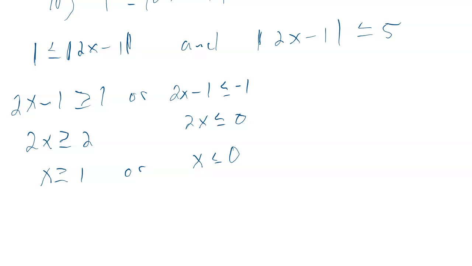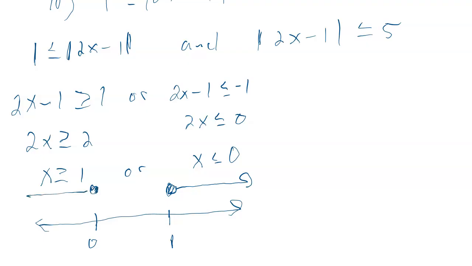And on the number line, here are my critical values. This is 0 and here's 1. We're talking about this solution. X is greater than or equal to 1, or x is less than or equal to 0. So we're talking about that solution. And then now I go solve this other equation.